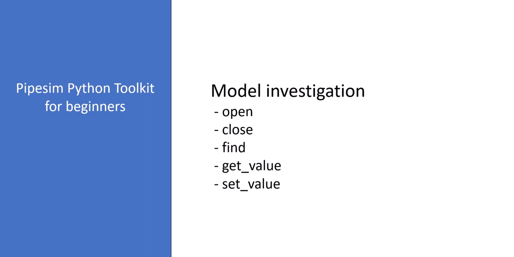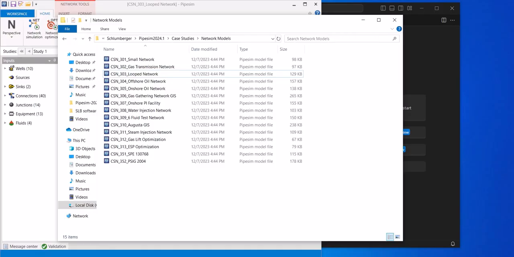In this video we are going to investigate the model using the following methods: model open, close, find all possible components, get value and set value. So I need to select one of the models and investigate it.